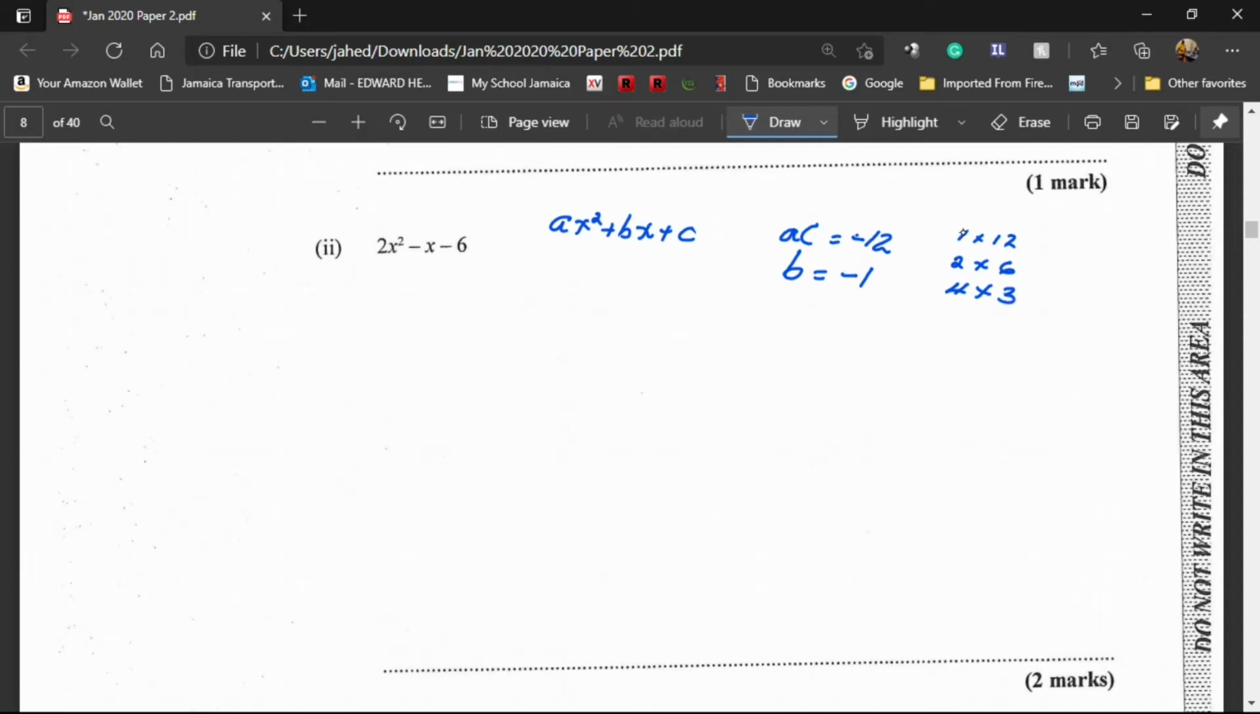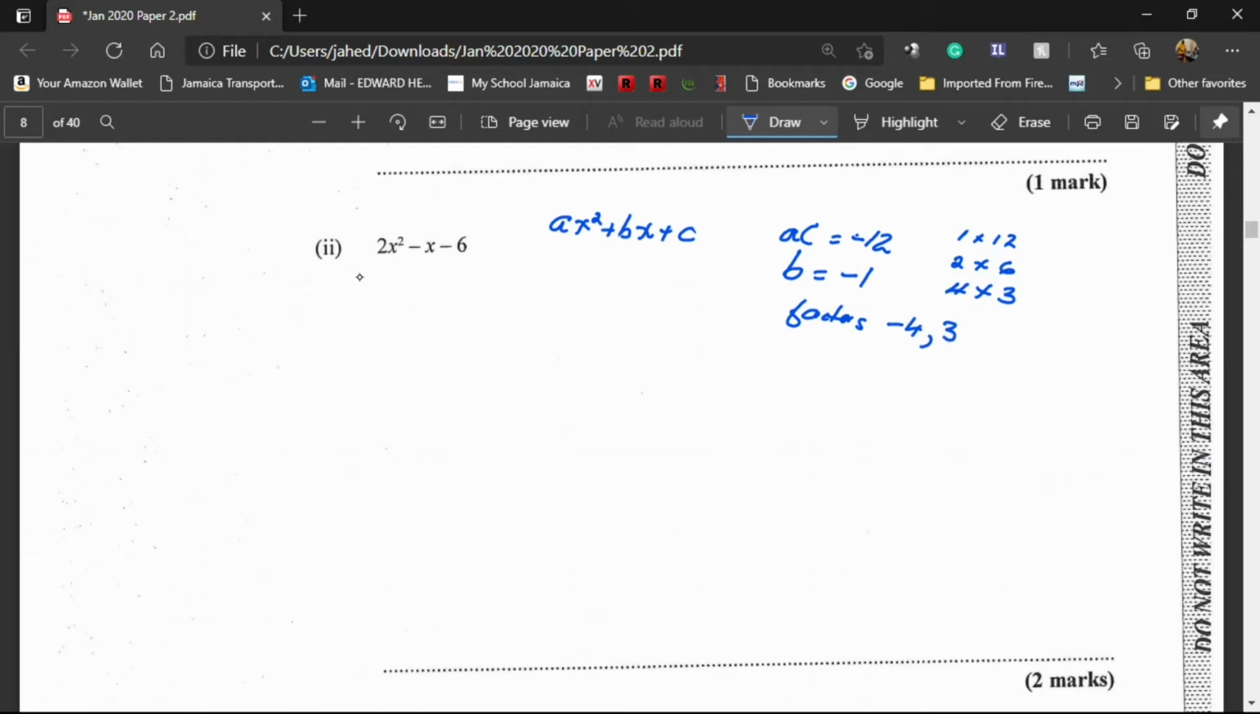Now 1 and 12 added together can either give you 13 or 11. Likewise, 2 and 6 can give you 4 or 8. It depends on the sign of either. That's what we mean by addition. And 4 and 3 can give you 7 or 1. Now, since the result is negative, we know that the bigger factor is negative. The bigger numeral, which is 4, is negative. So the factors of negative 12 are negative 4 and 3.